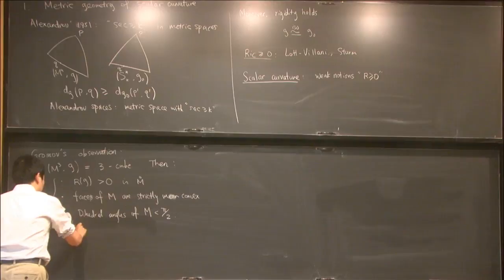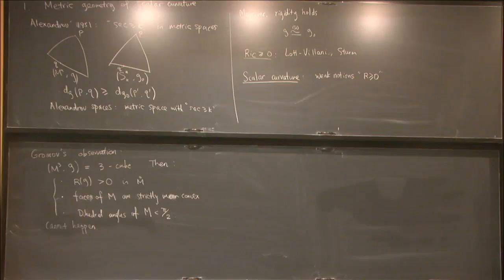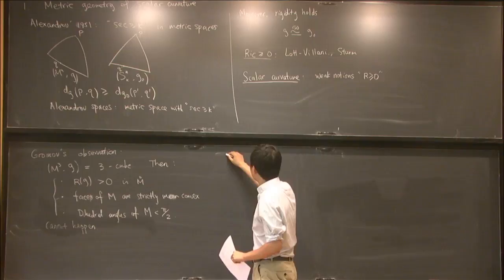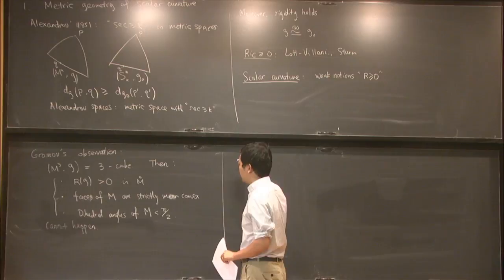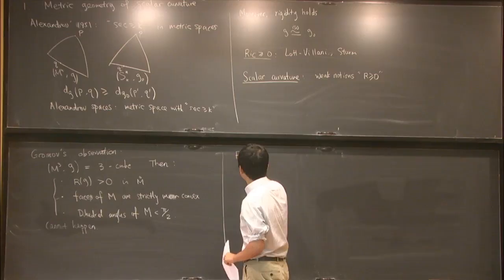All right, and why is this good for defining the weak notion of scalar curvature? Well, one notices that the second and third conditions actually can make sense when the metric g is only C0. For instance, when g is C0, so okay, let's see, the face, let's call it face F, is strictly mean convex.